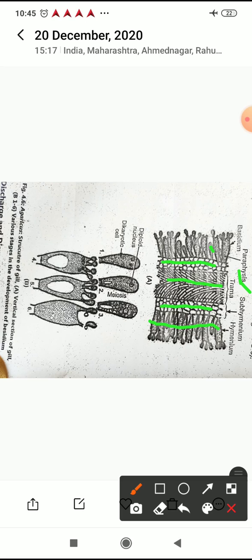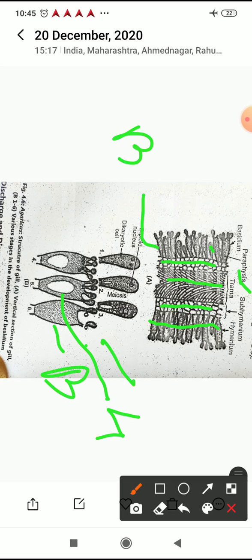So hymenium, it contains structures like this, and this is basidium. This one is basidium, it bears basidiospores. So one basidium bears 4 basidiospores. Out of that, 2 are of positive strain and 2 are of negative strain.